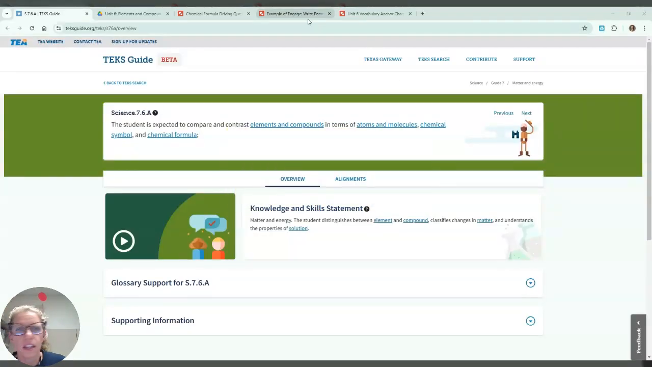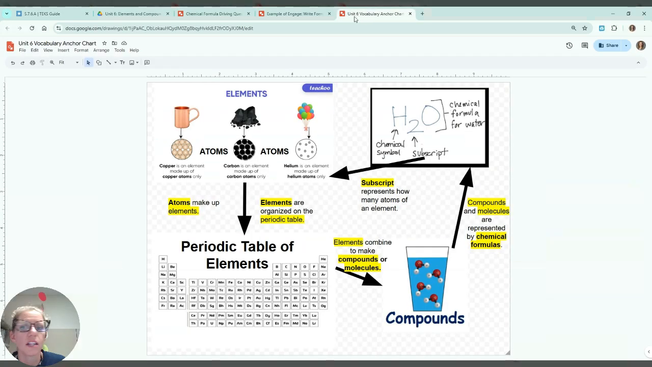And then in the IUP is linked just a vocabulary anchor chart that pulls everything from this TEAC together: you have atoms. Atoms are found on the periodic table, and they make up elements. Elements combine to make compounds or molecules, and those compounds, molecules or elements can be represented by a chemical formula, and that goes into the next TEAC.